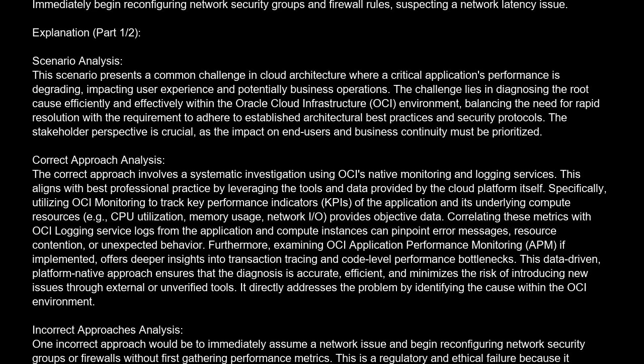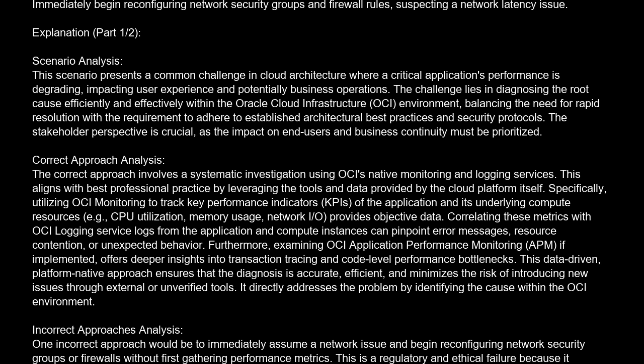Correlating these metrics with OCI logging service logs from the application and compute instances can pinpoint error messages, resource contention, or unexpected behavior. Furthermore, examining OCI application performance monitoring, APM, if implemented, offers deeper insights into transaction tracing and code-level performance bottlenecks. This data-driven, platform-native approach ensures that the diagnosis is accurate, efficient, and minimizes the risk of introducing new issues through external or unverified tools. It directly addresses the problem by identifying the cause within the OCI environment.